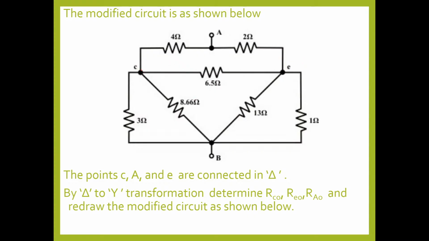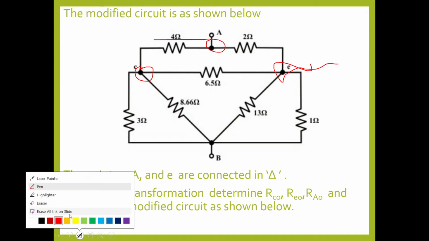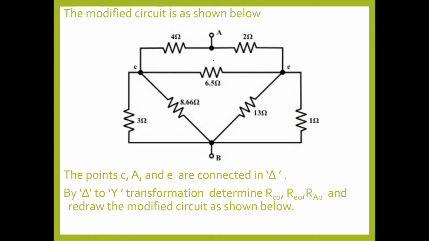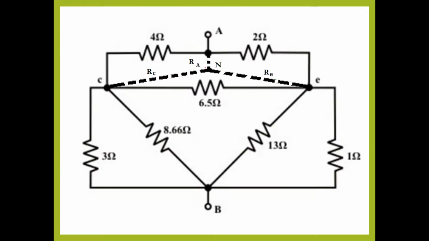If you see here, this is one terminal, this is one terminal, and this is one terminal. So these three resistors are between three terminals, which means it is a delta connection. So what you have to do is put a dot here and draw a dotted line. I might have already drawn it. See here, I have considered this as N.